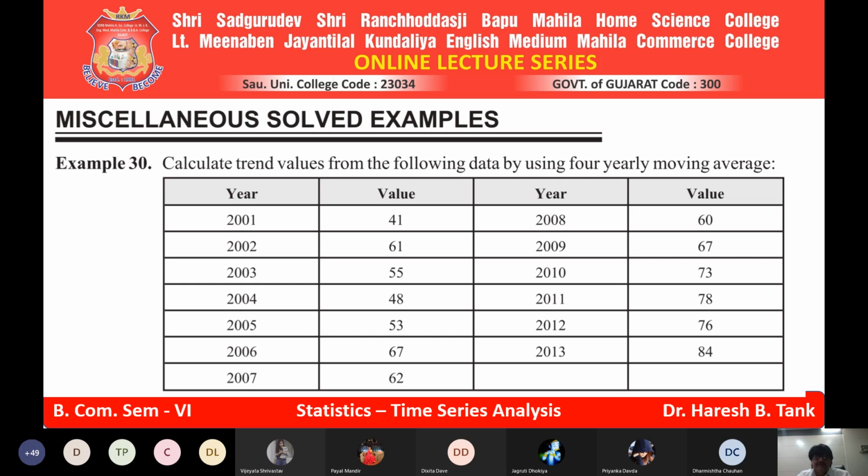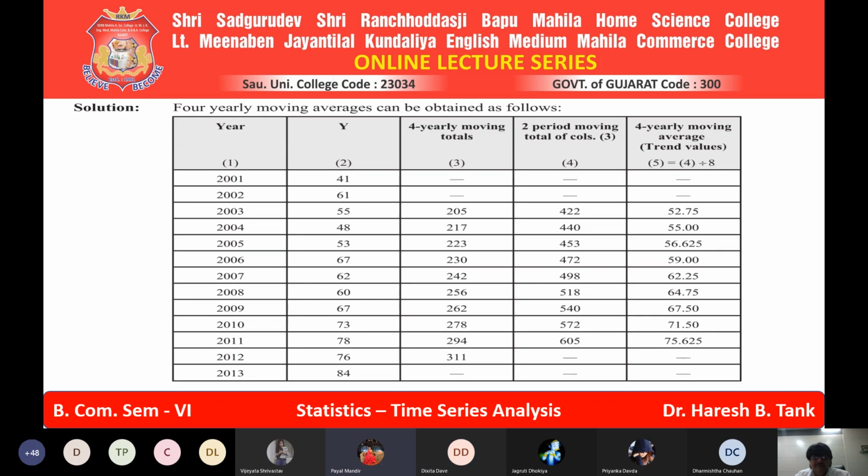Right? Okay. Are all of you getting the same answer? Just check with the slides. Yes, sir. So the 4-yearly moving average trend values are 52.75, 55, 56.625, 59, 62.25, 64.75, 67.5, 71.5 and 75.625. All of you are getting the same answer?